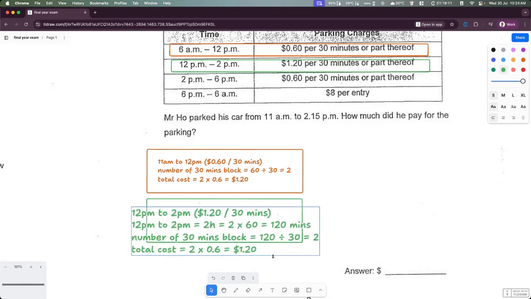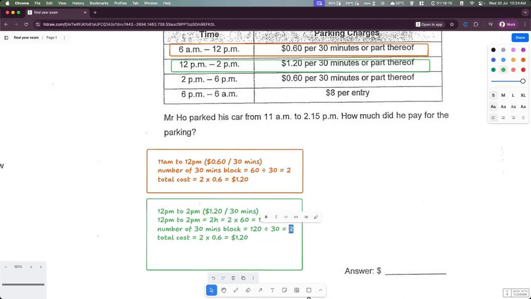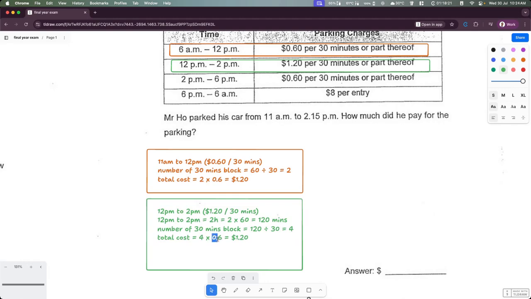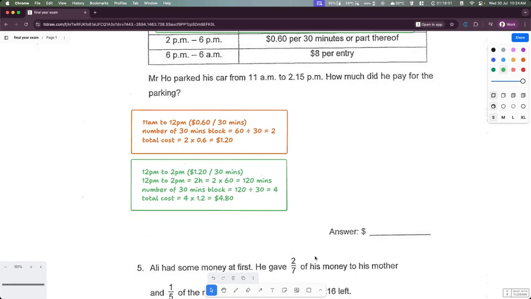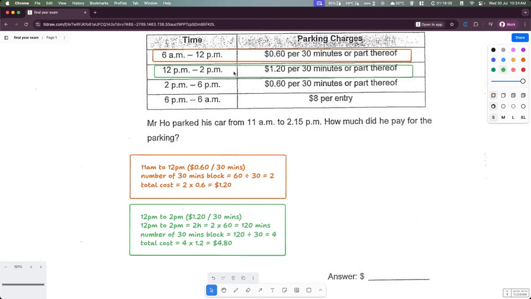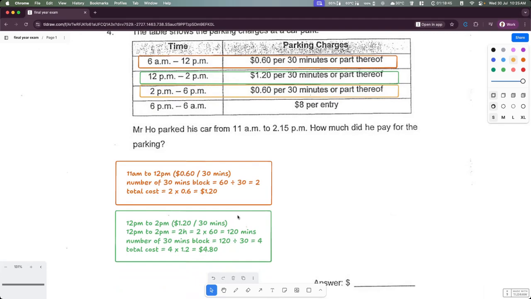Okay, so 120 divided by 30. Whoops. Let me make this like this. So this will be 4. So total cost will be 4 times $1.20. Point 2, this will give you $4.80 in this case over here, right? Okay, and the last one, right, which is we have until 2:15. So I'm gonna create another block. So I'm gonna put this as yellowish orange. That's what I see over here.